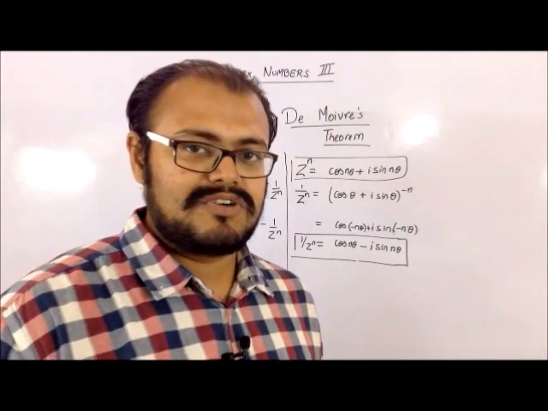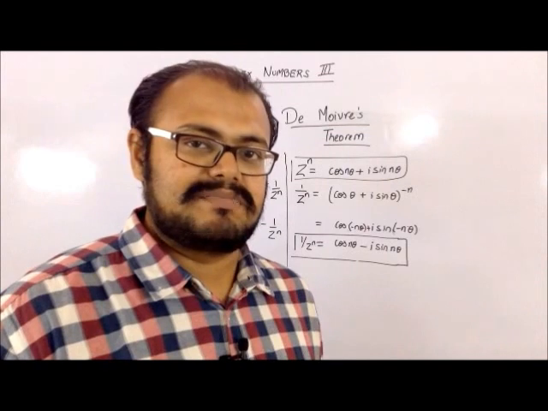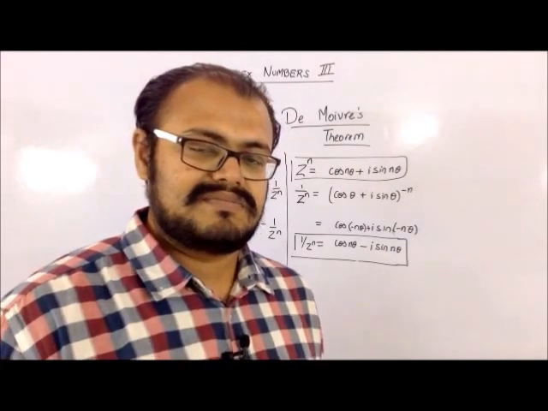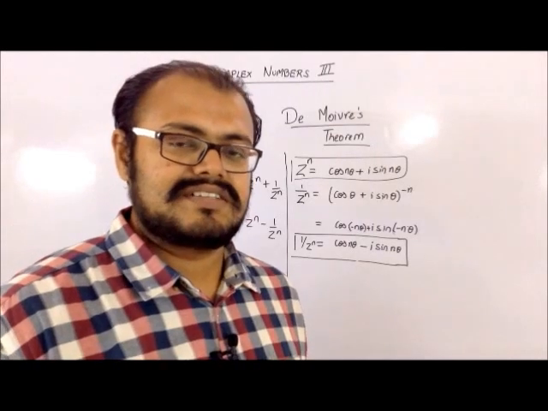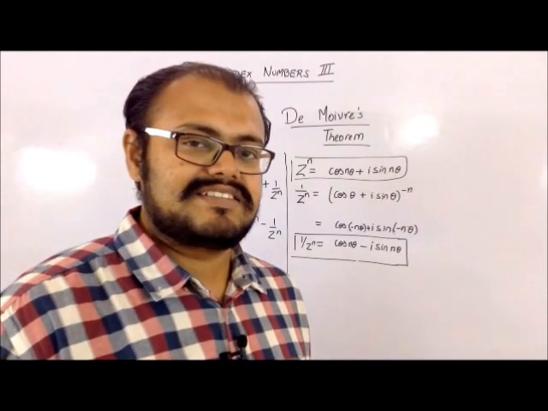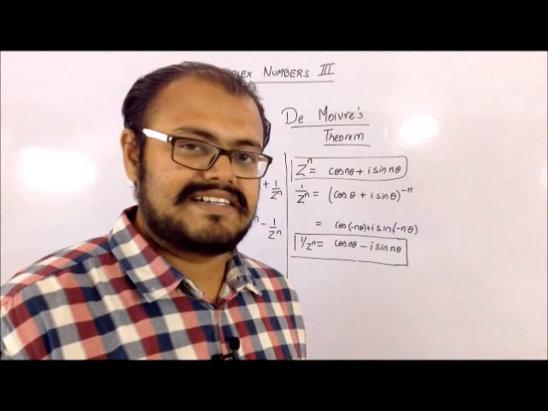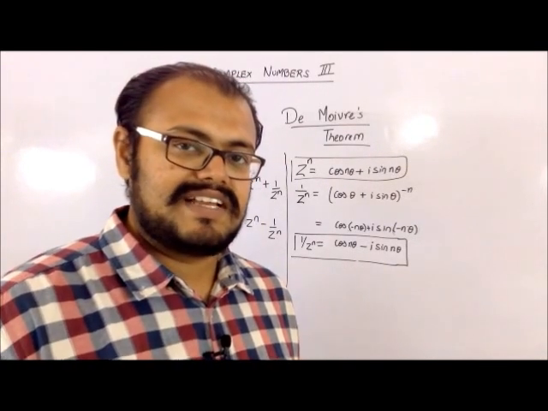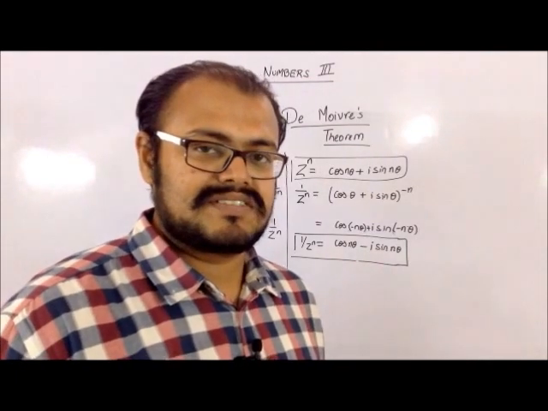So this is how De Moivre's theorem will help us to simplify certain problems in which we have division of complex numbers, multiplication of complex numbers, or complex numbers which are raised to a power of 100, 200 or something like that. So De Moivre's theorem will help you to solve such problems in a very short amount of time.